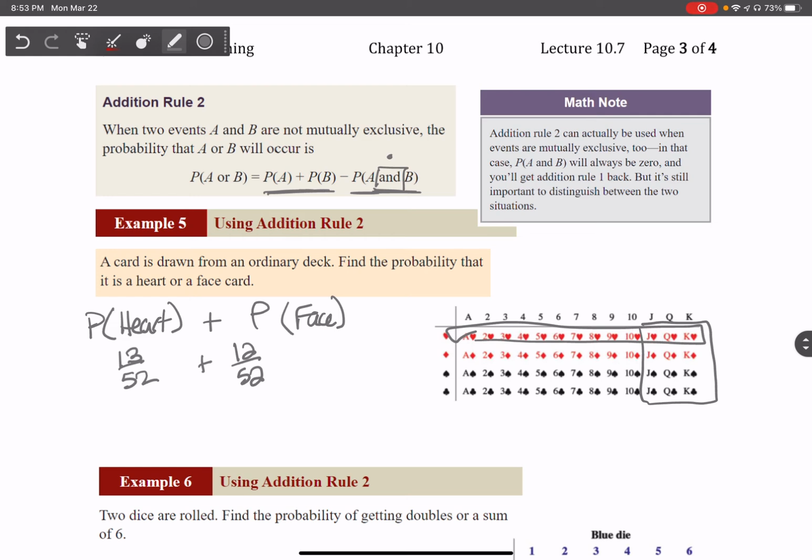Okay. And then we're looking at minus the probability of the heart and the face, which actually would be just those three. So that's 3 out of 52. So we get 25 out of 52 minus the 3 out of 52. Okay, we took those out because we don't want to count them twice.